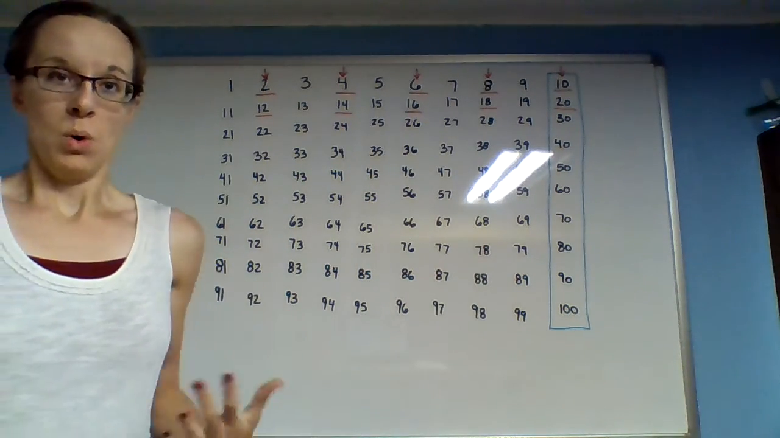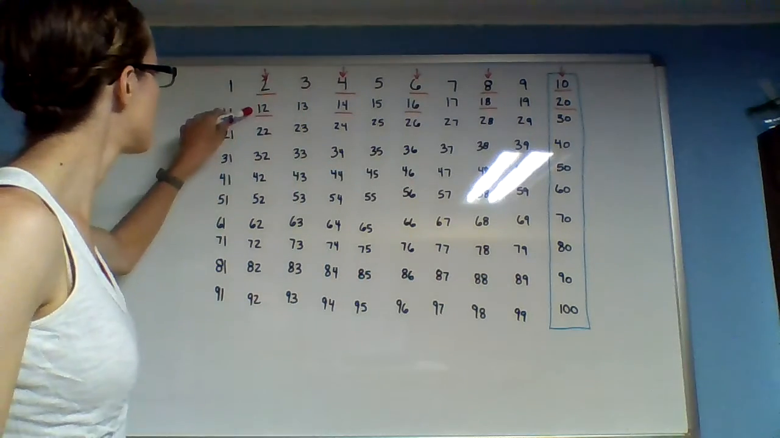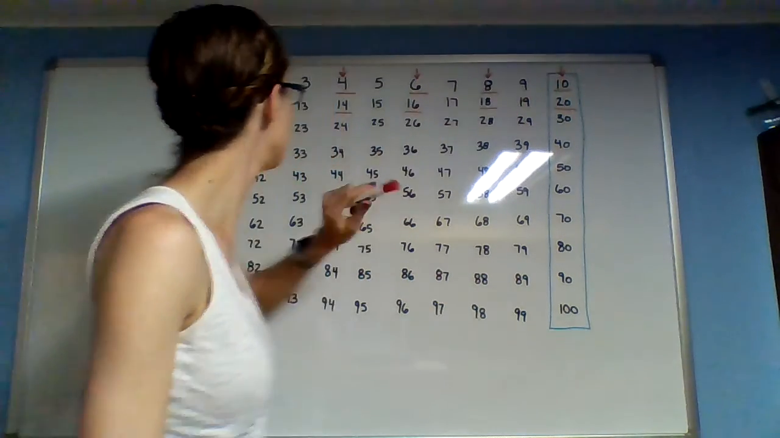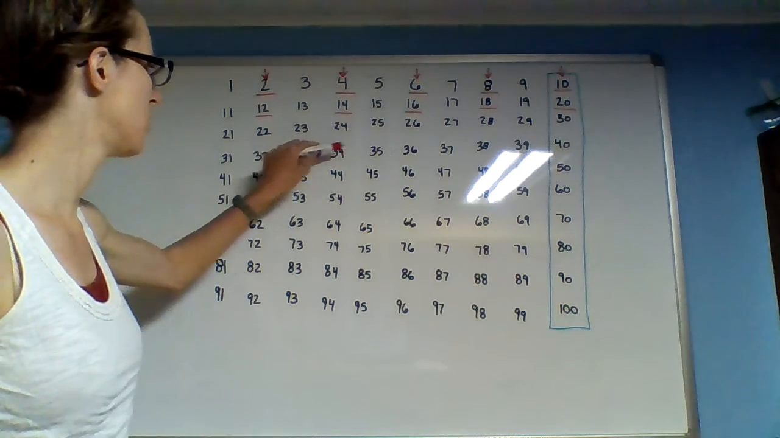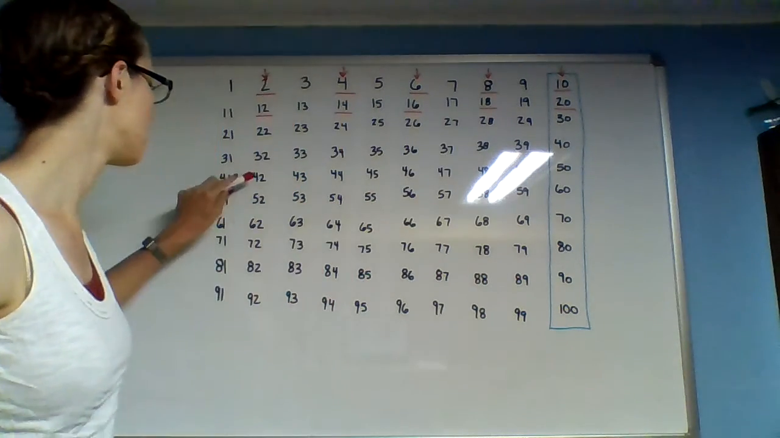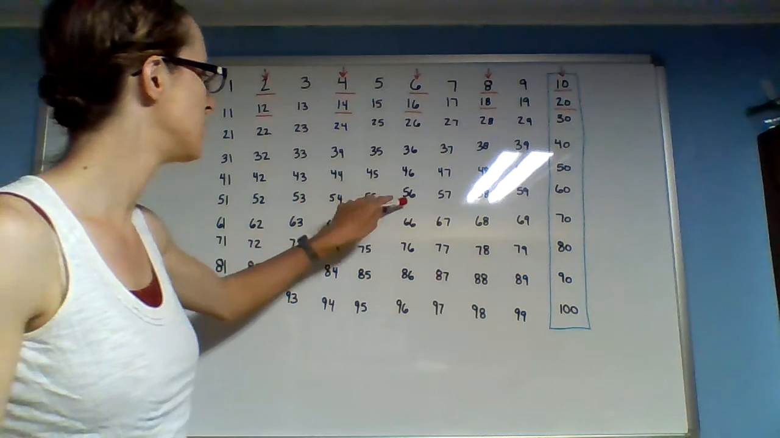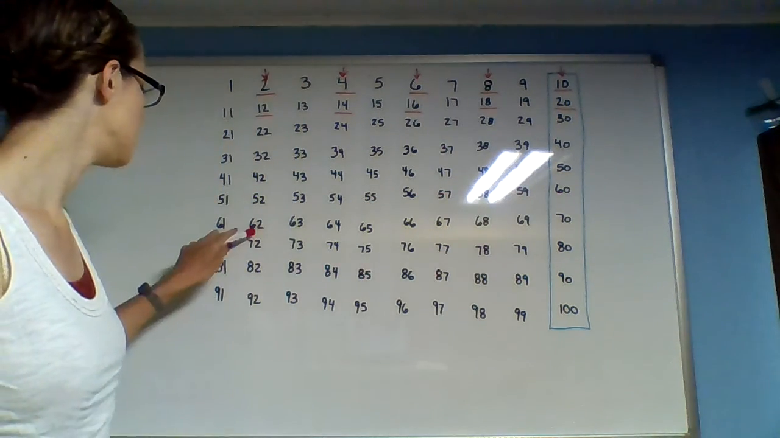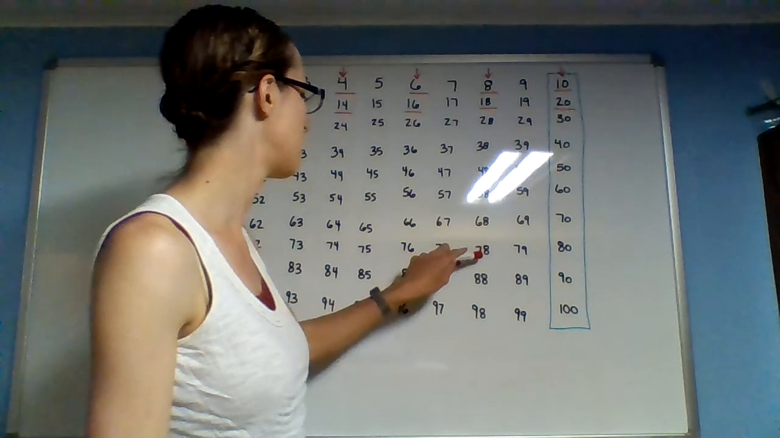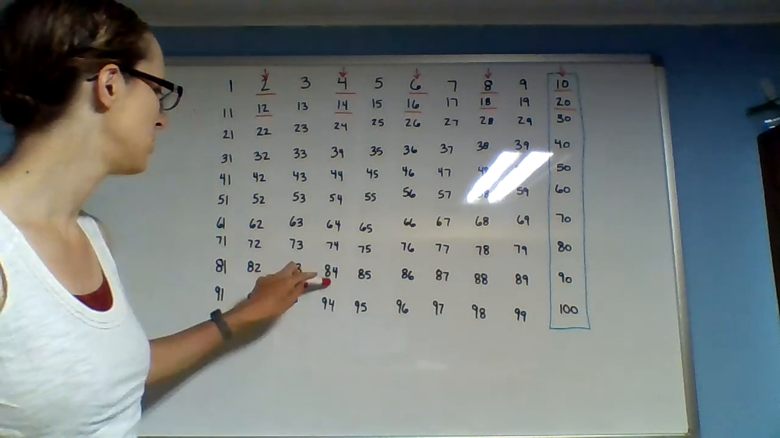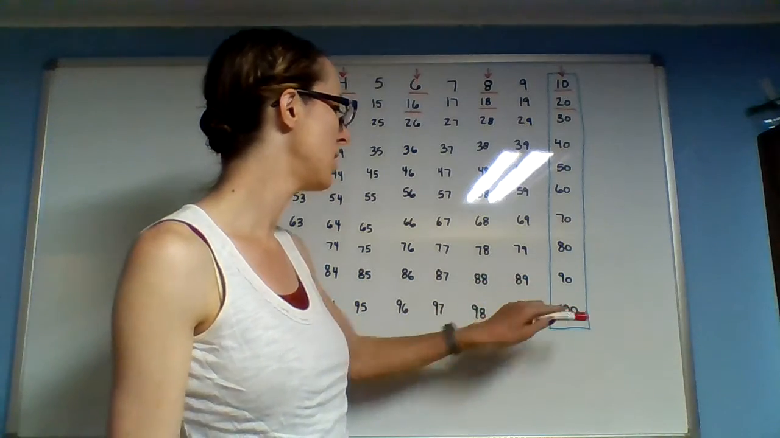Take a deep breath. Okay, here we go. 2, 4, 6, 8, 10, 12, 14, 16, 18, 20, 22, 24, 26, 28, 30, 32, 34, 36, 38, 40, 42, 44, 46, 48, 50, 52, 54, 56, 58, 60, 62, 64, 66, 68, 70, 72, 74, 76, 78, 80, 82, 84, 86, 88, 90, 92, 94, 96, 98, 100.